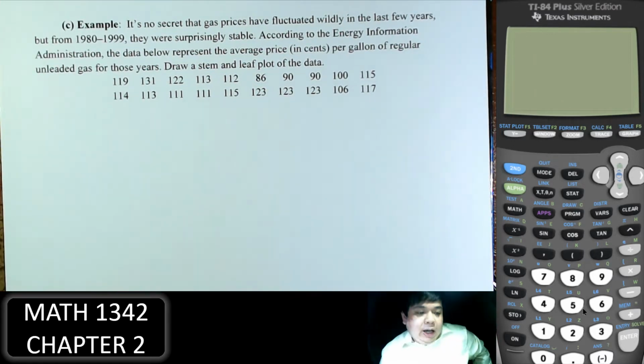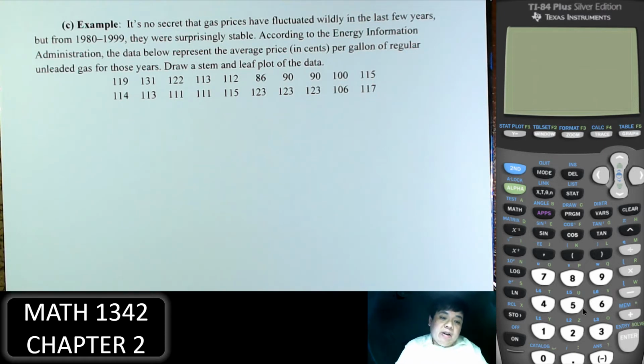So it's no secret that gas prices fluctuated wildly in the last few years, from 1980 to 1999. According to the Energy Information Administration, the data below represent the average price in cents per gallon of regular unleaded gas for those years. Draw a stem and leaf plot for the data. Once again, we separate the rightmost digit to be the leaf. Everything on the left of that is the stem.